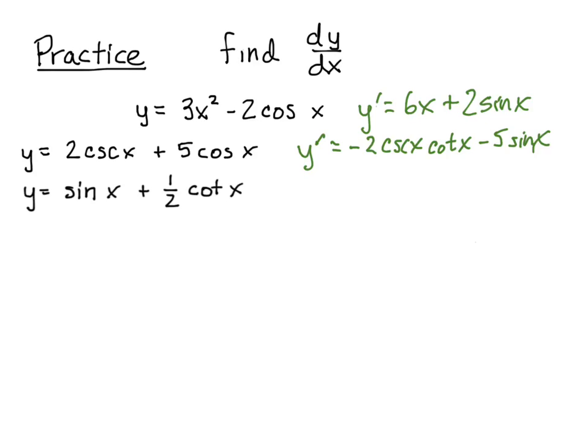Okay, so this should be some direct substitution as well. So what we get is y prime: the derivative of sine is cosine of x. The derivative of cotangent is negative 1/2 cosecant squared of x.